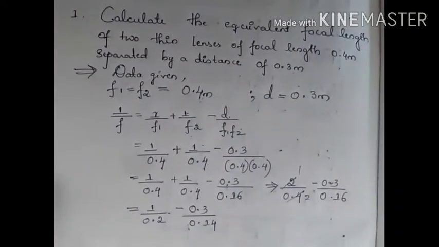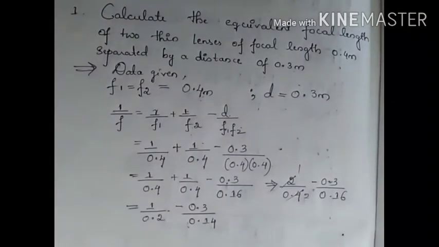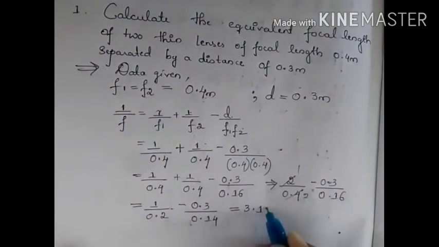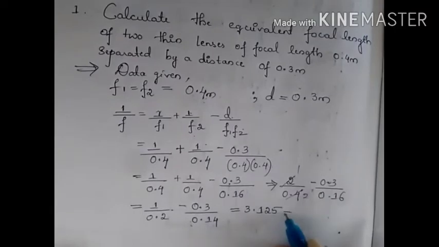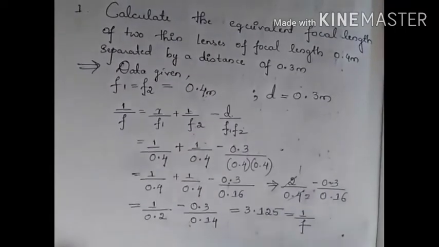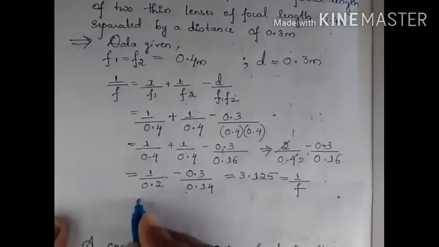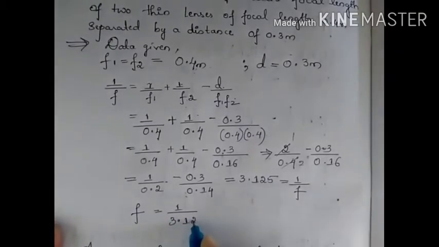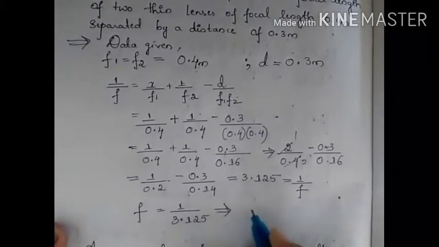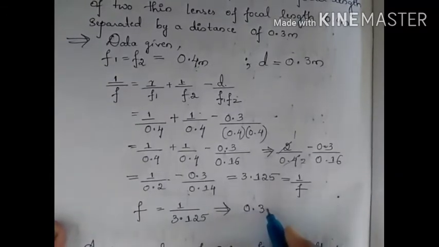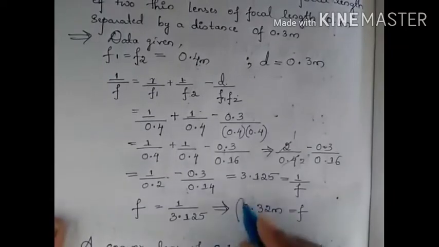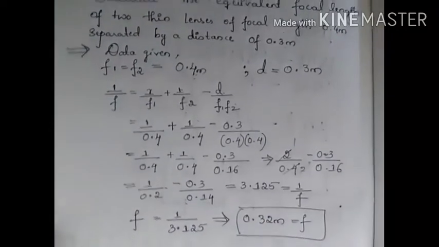If you solve this, then you get the value as 3.125. This is equal to 1 by f. Now if you want f, it will be 1 divided by 3.125, and that is equal to 0.32 meters. So f is equal to 0.32 meters.